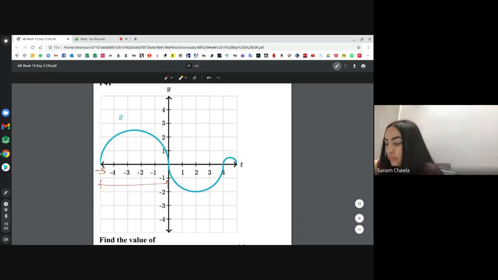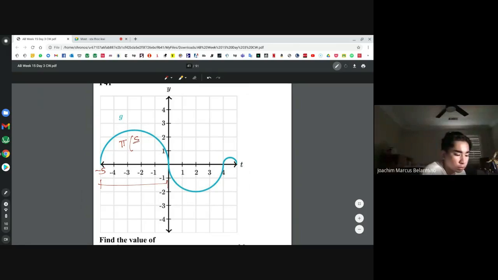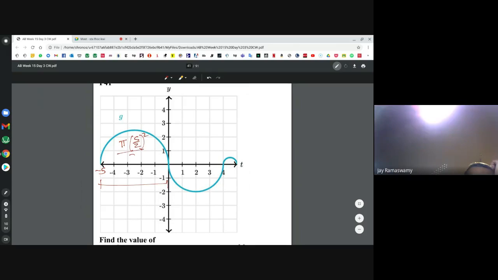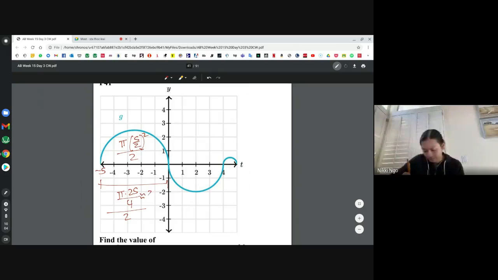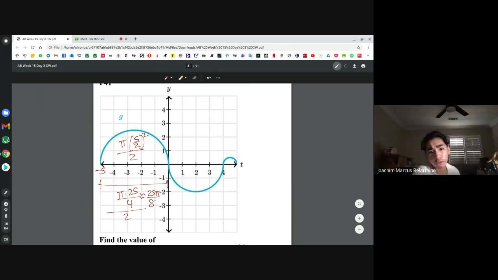Okay, so we're going to find the area of that semicircle. What's the formula for a semicircle? Pi r squared over 2. So that's pi times 25 fourths divided by 2. Everybody okay there? How do we divide fractions? Multiply by the reciprocal. So is that 25 pi over 8? Everybody okay there? That's your answer there.